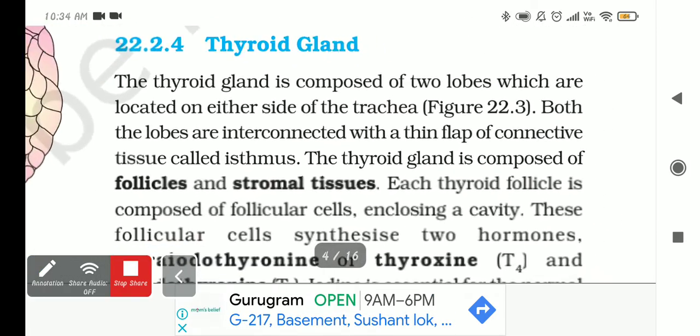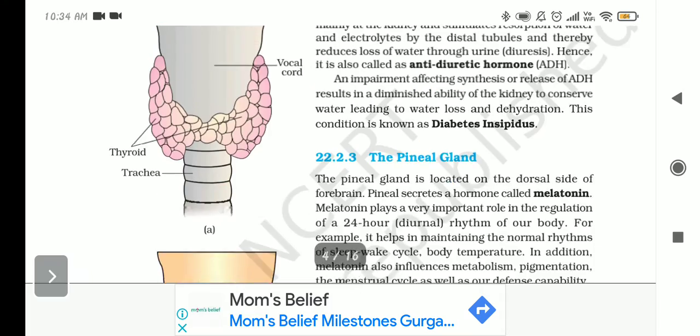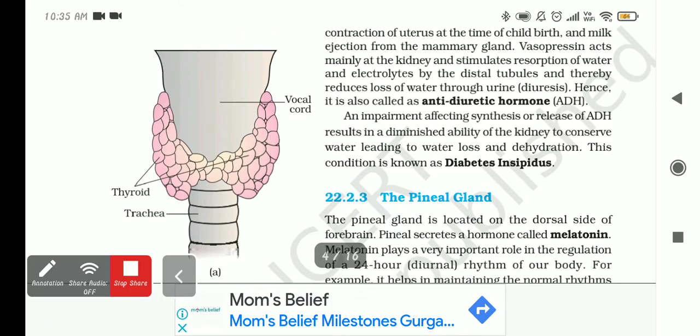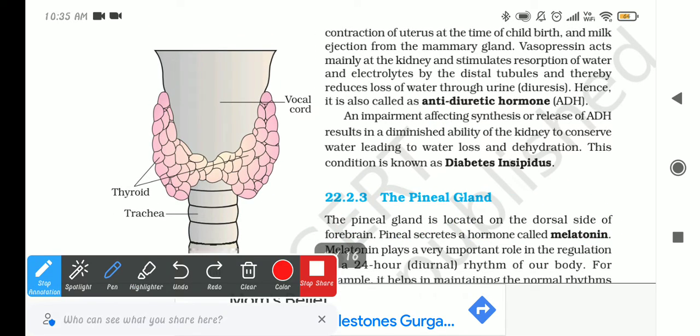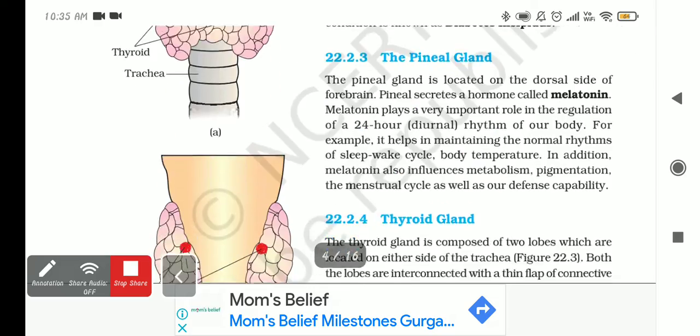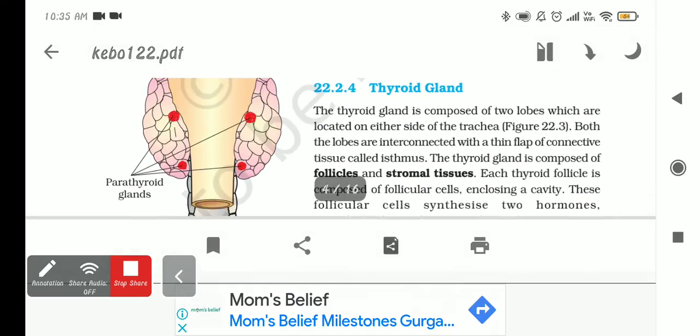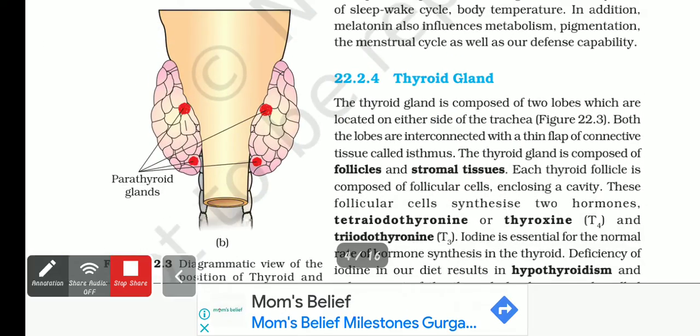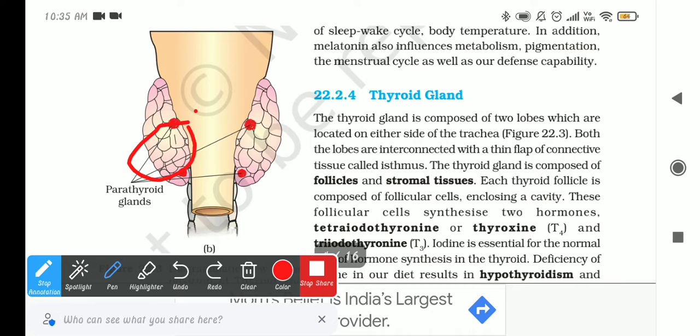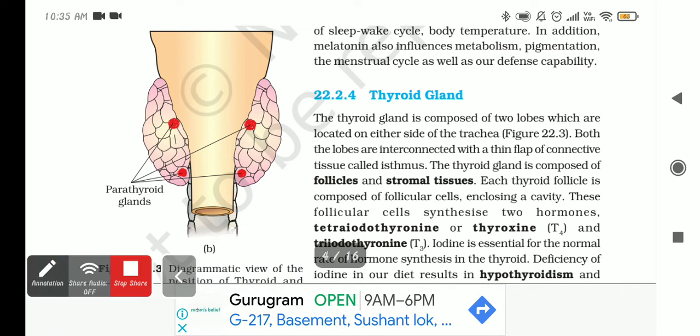Next, we have the thyroid gland. So let's just discuss here. This is our thyroid gland. This is the trachea. This is our vocal cord. These are the thyroid, and this is the trachea. Very simple. Next, we have the parathyroid gland. The parathyroid gland is present here, on the dorsal side of it.